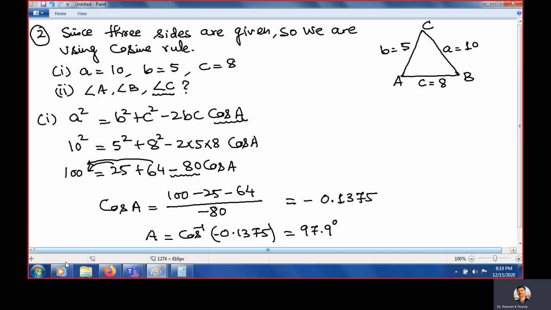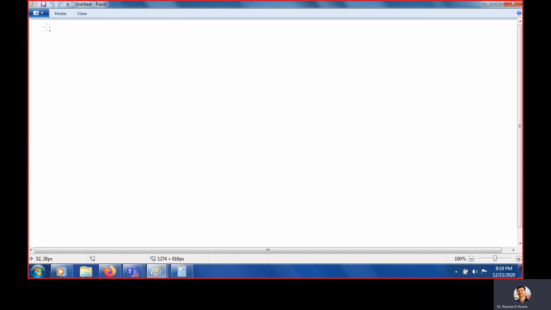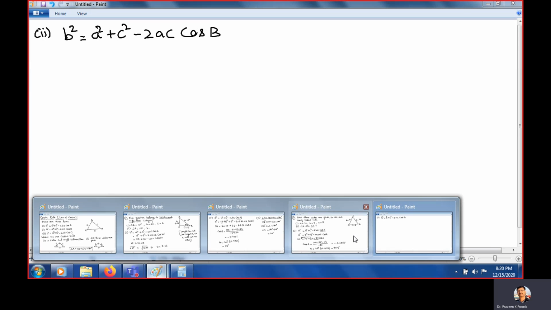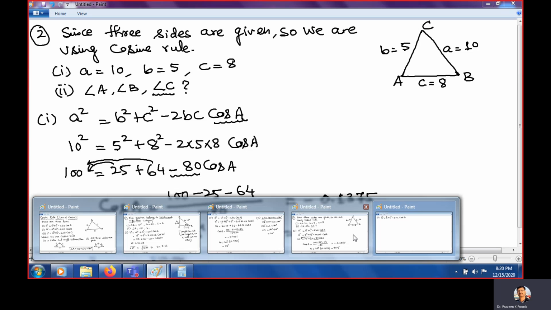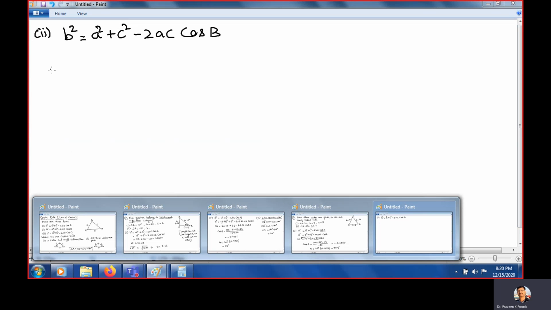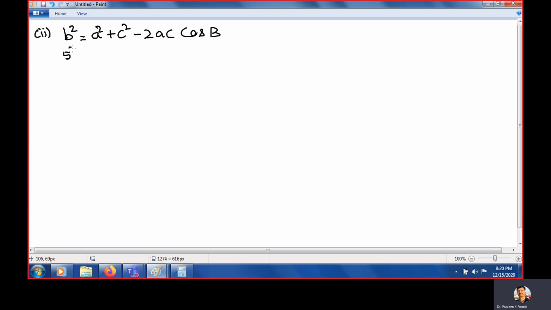Like we evaluated angle A, now we will evaluate angle B. The same procedure. B square equals A square plus C square minus 2AC cos B, because for B we use the other two sides A and C. So just try to find out. A is 10, C is 8. So it is minus 2 times 10 times 8 cosine of B.